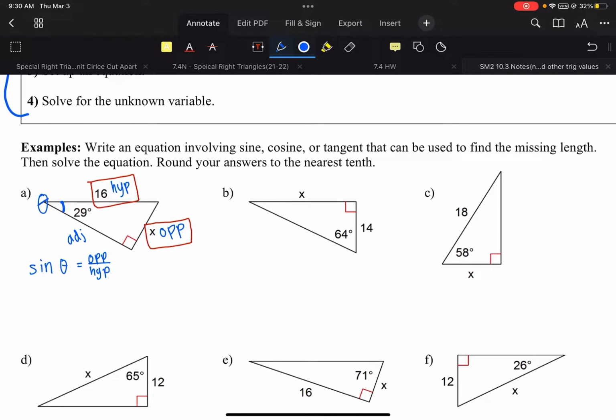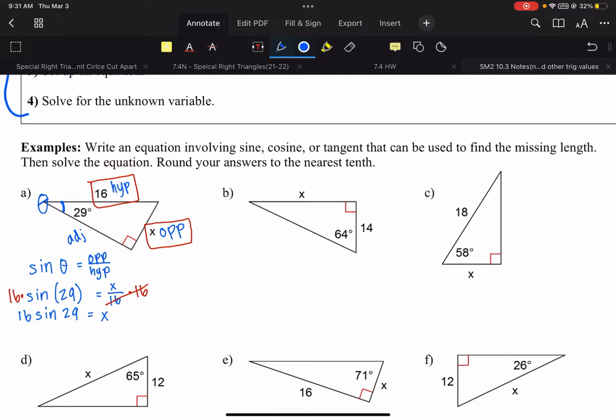That's my starting point for all of these. Then I'm going to plug in everything that I know. Theta is my angle, so for theta I can put in 29. The opposite I don't know, that's my x value. And the hypotenuse is 16. So I've plugged in everything that I know. Now my goal is to get the x by itself. On the right side of the equation, the x is being divided by 16. To cancel that out, I'm going to multiply both sides of my equation by 16. That gets the x by itself, so now I have 16 sine of 29 is equal to x.